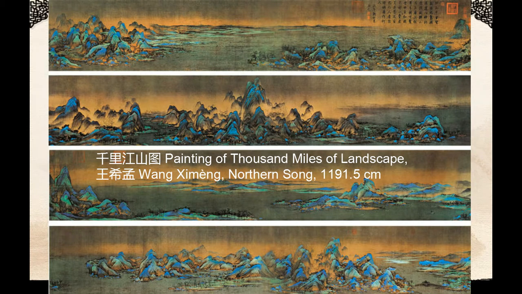Painting of 1,000 miles of landscape was the only work left over by Wang Qian of the Northern Song Dynasty. It is one of the top 10 paintings handed down from ancient China. He died very young. The hand scroll is 12 meters long with expressive colors. The landscape is imposing, bluish, splendid, and magnificent.